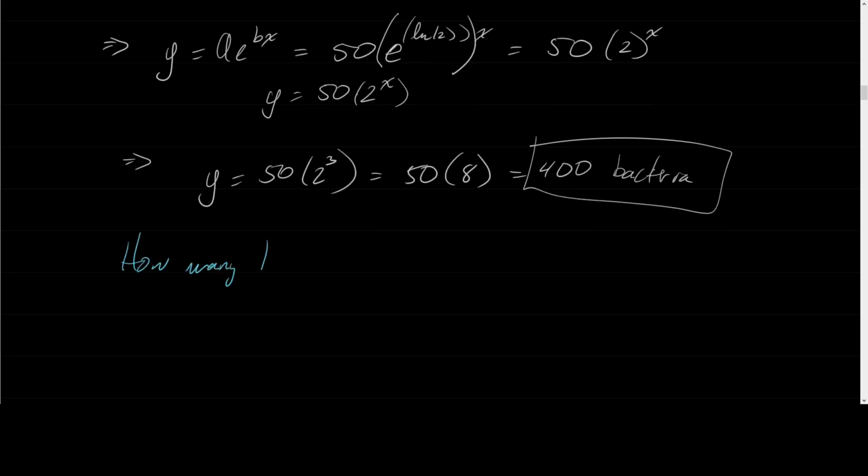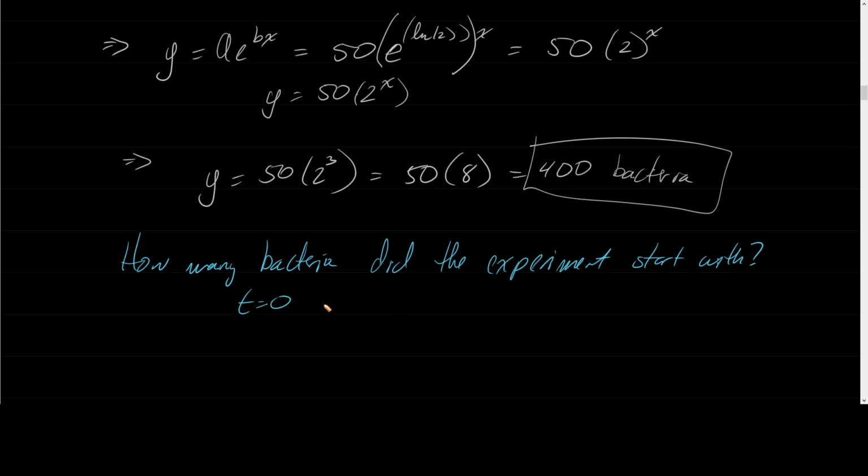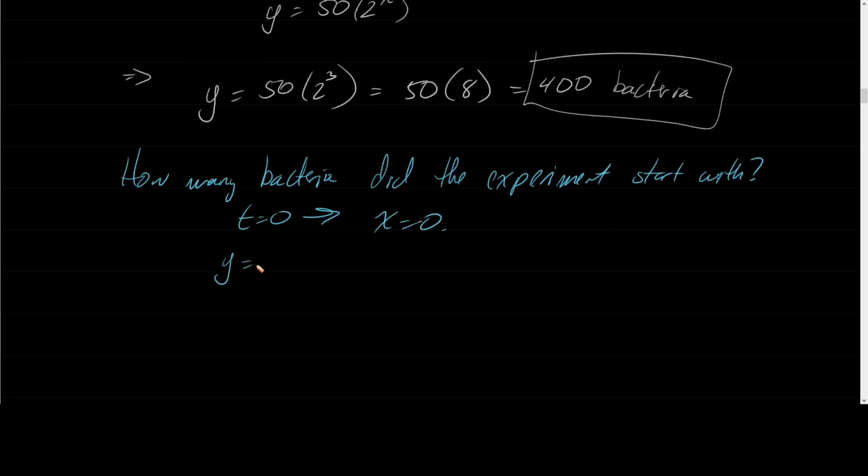How many bacteria did the experiment start with? And we're going to say, well, when you start an experiment or anything like that, that time would be equal to 0. In other words, in this case, the x value is equal to 0. So what would happen there, we would have y is equal to 50 times 2 to the 0. 2 to the 0 is 1. So 50 times 1 is just 50. So we started with 50 bacteria.